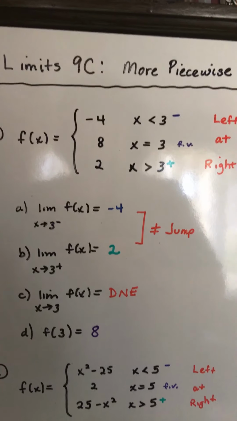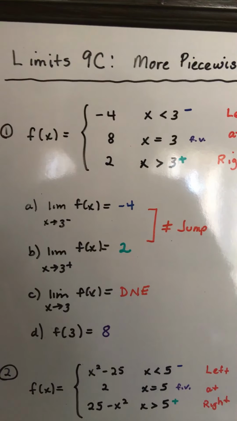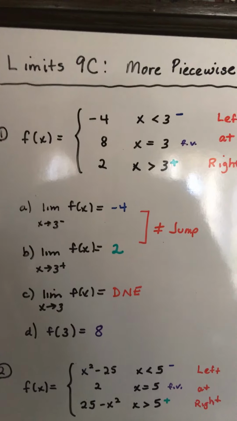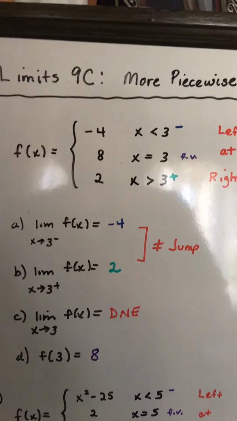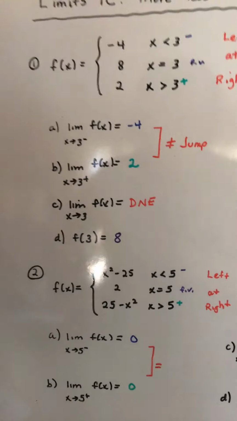So very simply, to the left is -4, to the right is 2. These do not agree, so it's a jump, and it's D and E. The function value is 8.